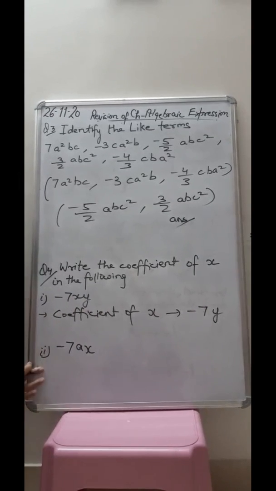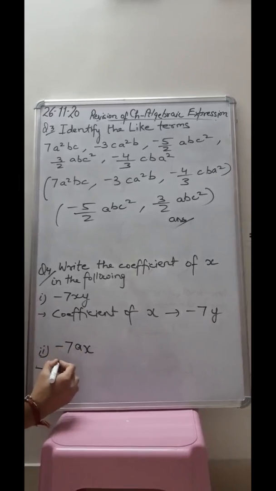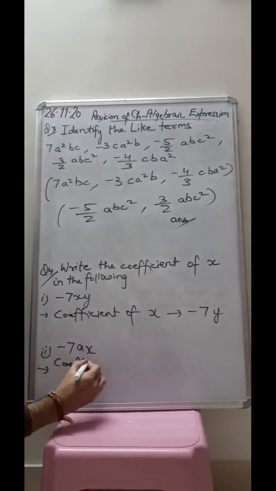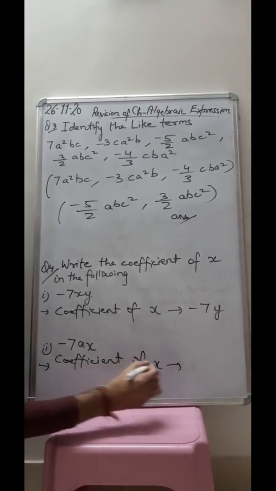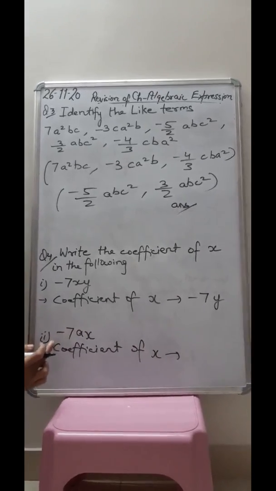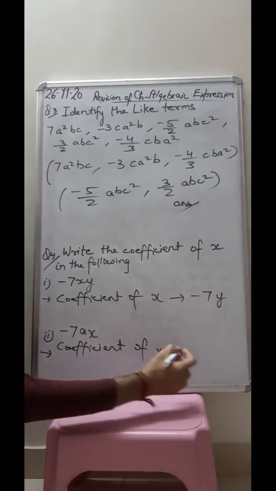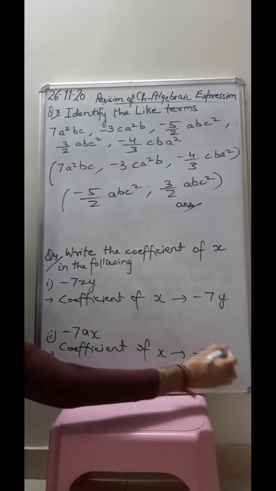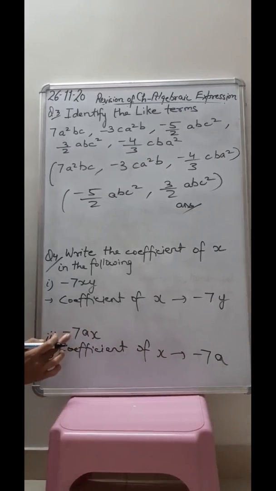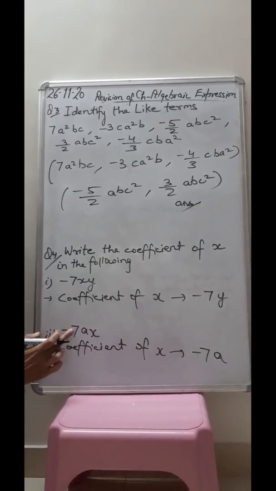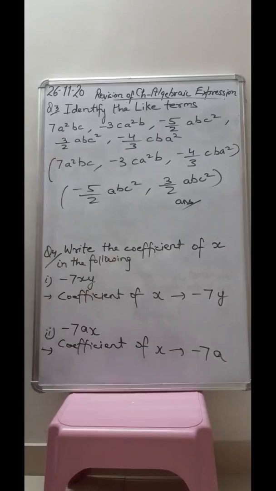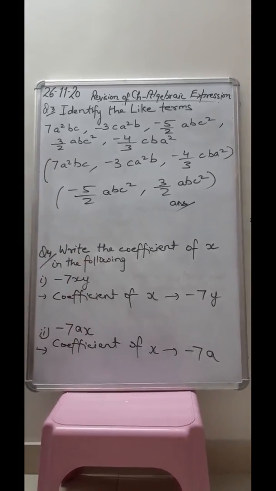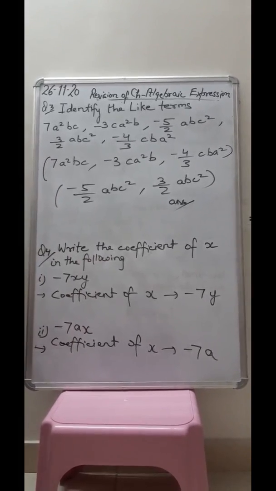Now the second part, again we have been asked to find the coefficient of x, and in this term the coefficient of x is minus 7a. Remove the x and the factor will be minus 7a. That is your coefficient of x. So in this way we can find out the coefficient of any variable.